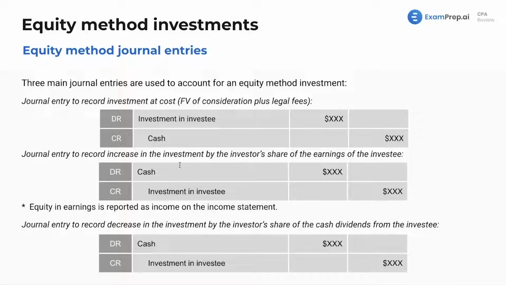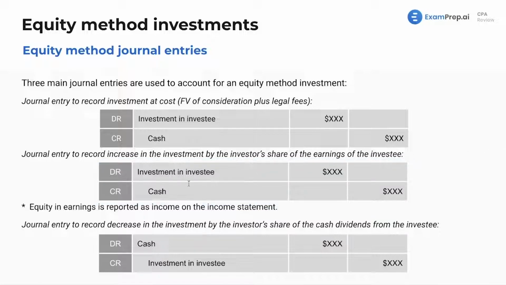Then what about your share of earnings, right? This is going to record an increase in investment by the share of earnings in the investee. All right. Well, no, pardon me, this should be the other way around. Investment in investee, and this should be cash. And then we have the other way around for dividends.